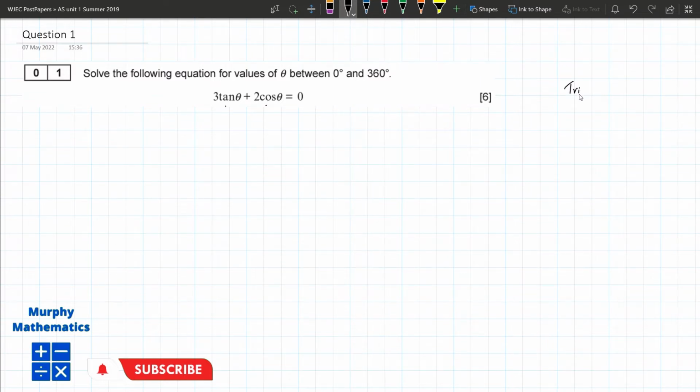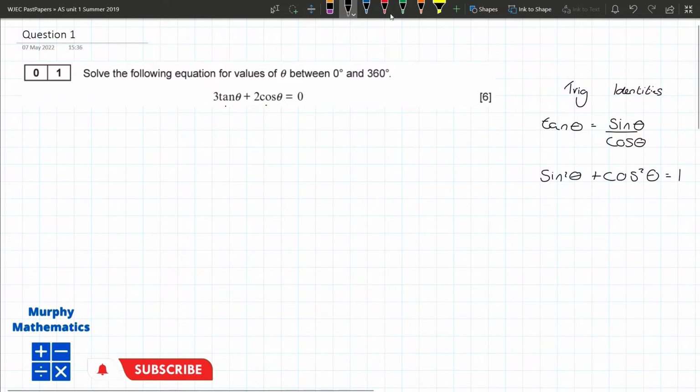So our trig identities we need to know for this question is tan theta equals sine theta divided by cos theta, so that's our first one. And we know that sine squared theta plus cos squared theta equals positive 1. Okay, so there are two trig identities, really important that we know these.